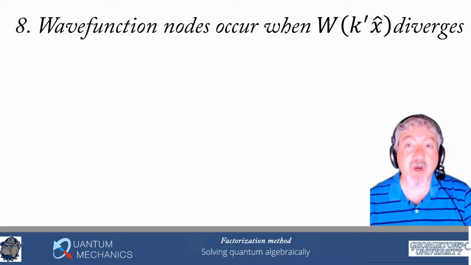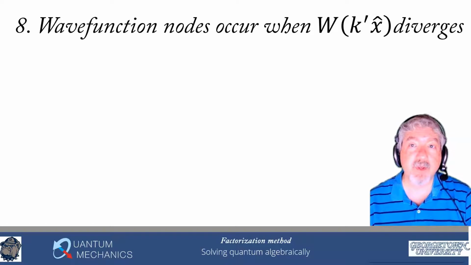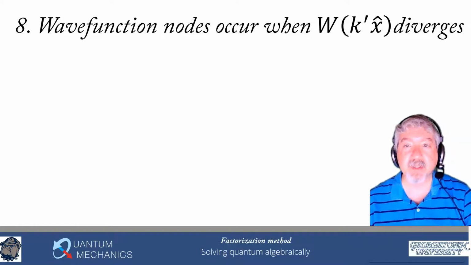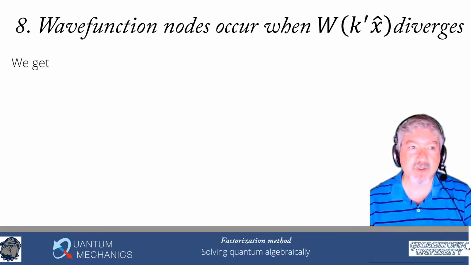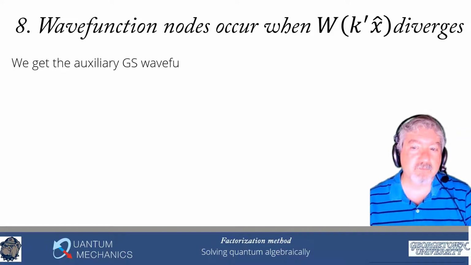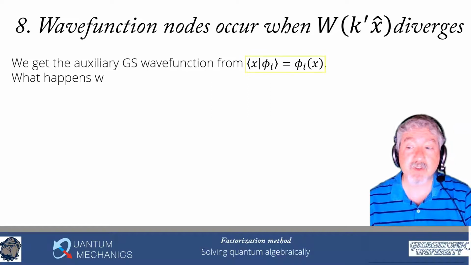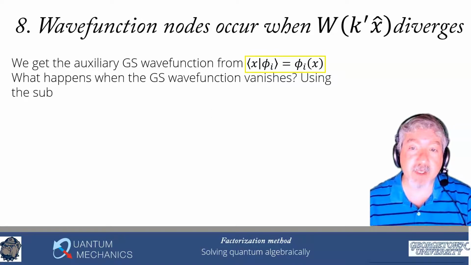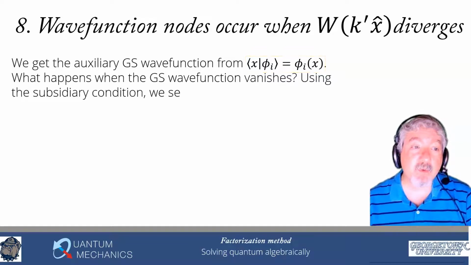But right now we're going to talk about what happens when the wave function has a node. Remember, a node is a point where the wave function is equal to 0, and our claim is that when that happens, the superpotential diverges. So we're going to do this proof for the auxiliary ground state wave function, which we get by just taking the bra x multiplying the ket phi I. What happens when that vanishes?